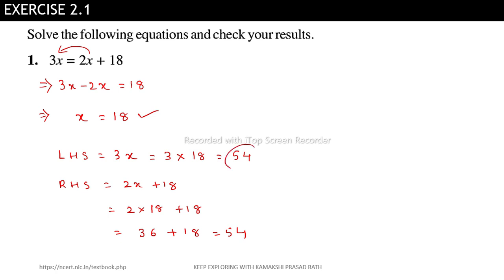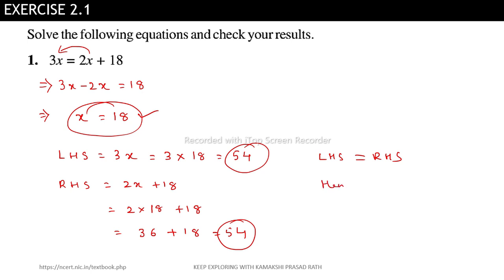So here we see that the left hand side and right hand side are both the same. So we can say LHS equals RHS. Hence x equals 18 is the solution for the equation 3x equals 2x plus 18. Hence the solution is verified.